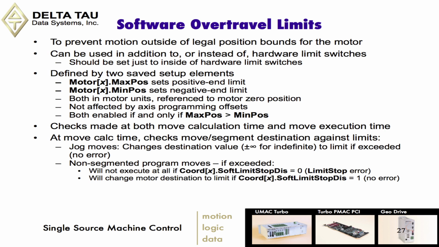There's also software overtravel position limits that PMAC has. Motor[x].MaxPos is the positive software overtravel position limit, and Motor[x].MinPos sets the negative end travel limit. These are both in motor units, and they're always referenced to the motor 0 position. They are not affected by any of the axis programming offsets in the motion program. And both are enabled if and only if MaxPos is greater than MinPos. So checks are made at move calculation time and move execution time. So it can actually stop on or before the limit.